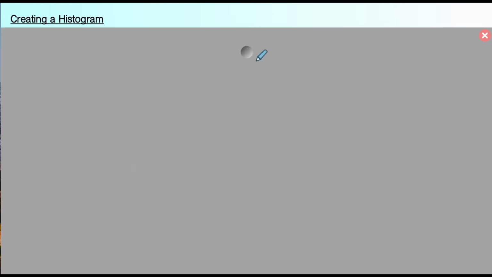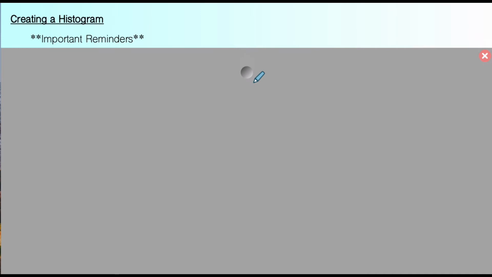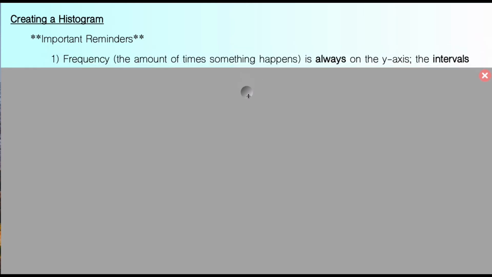First is creating a histogram. The first thing I'm going to do is I'm actually going to go over a few important reminders. If you're a note taker, these are definitely things that you'd want to jot down. These are key features of a histogram that you should keep in mind when creating your own.